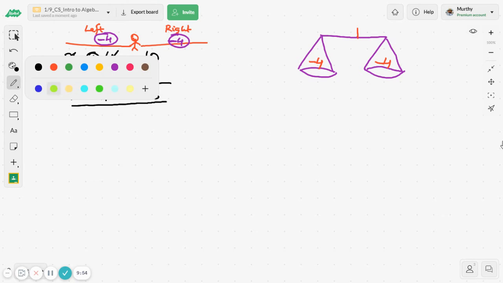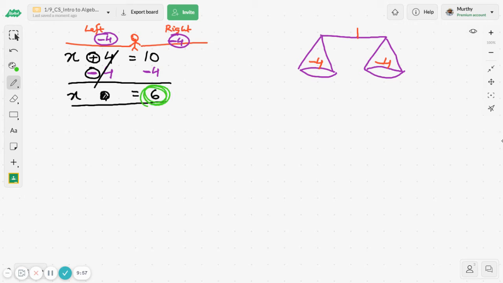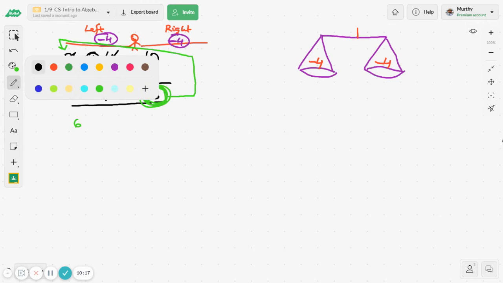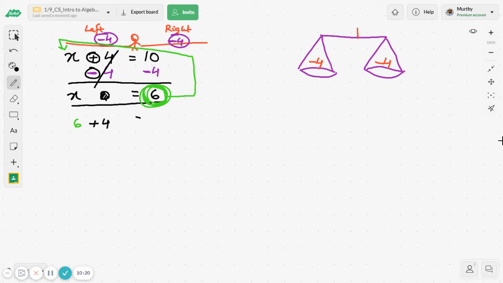How do you know whether your answer is correct or not? You can plug it back in for the missing number, x. So 6 plus 4, is it making 10 or not? You have to plug it back in and check. Yes, 6 plus 4 equals 10. So my left hand side is 10 and the right hand side is 10. Therefore my left hand side matches my right hand side, so my solution is correct.